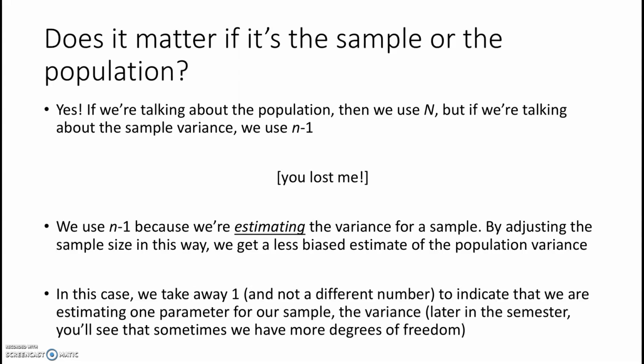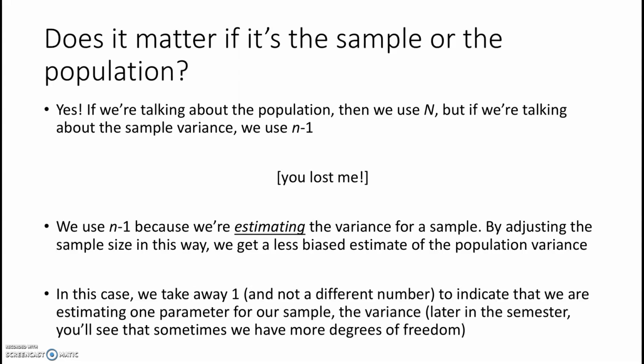And perhaps, as you all were a little lost last night, and I did not help, so here we are today. If you still feel a little bit lost, we use n minus 1 because we are estimating the variance for a sample. We need to adjust the sample size in this way to get a less biased estimate of the population variance. Remember, this is an estimate because in reality, we're very rarely able to study an entire population. We are always making estimates based on a sample that we have drawn.